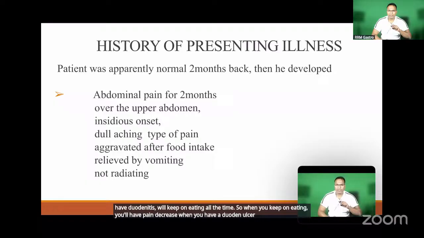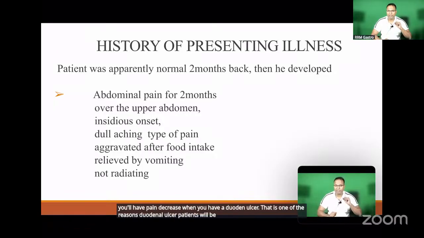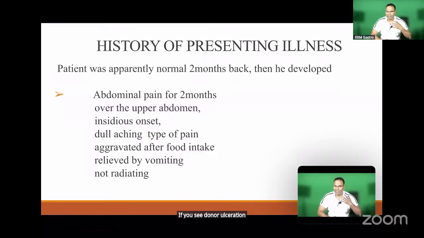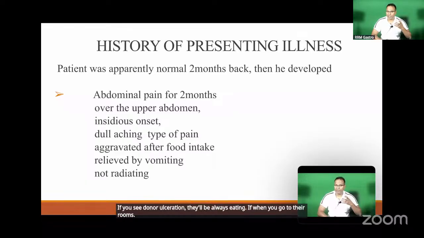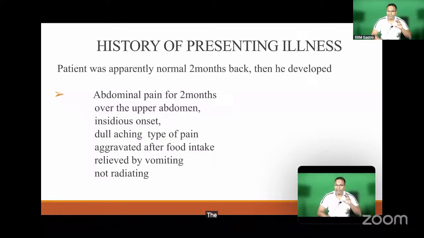That is one of the reasons duodenal ulcer patients will be very obese. If you see duodenal ulcer patients, they will be always eating. If you go to their rooms, if they are in the hostel, they will have a lot of snacks in their room. They wake up in the midnight, they will eat bananas or biscuits, something they will be eating all the time. So they will usually be obese because the pain gets reduced by eating. That is the main reason for duodenal ulcer.